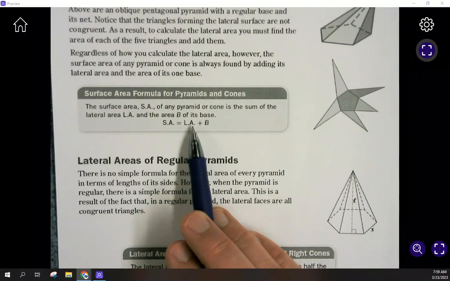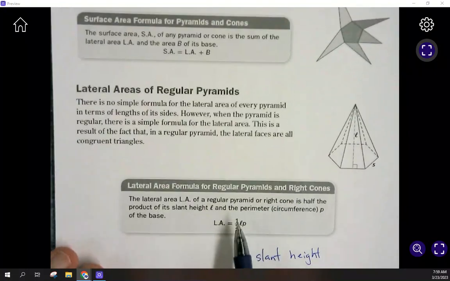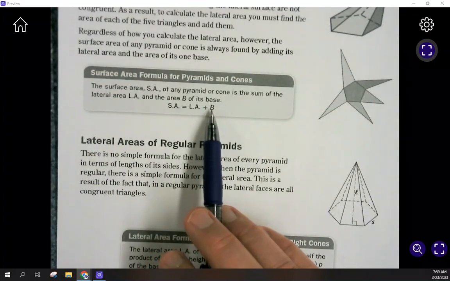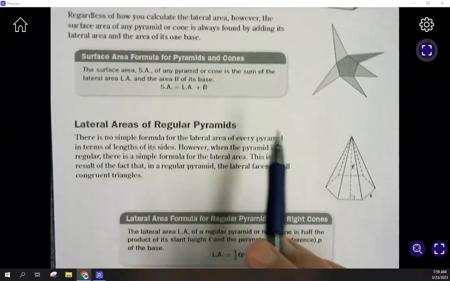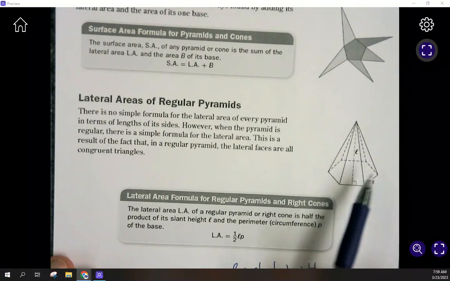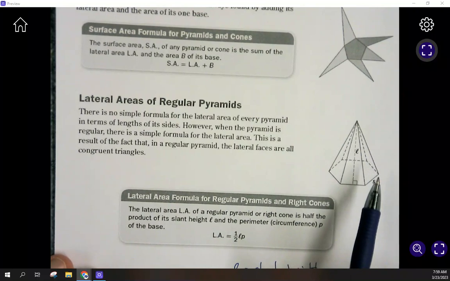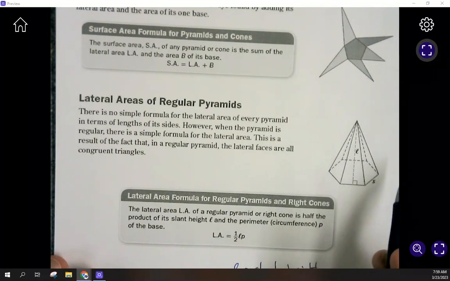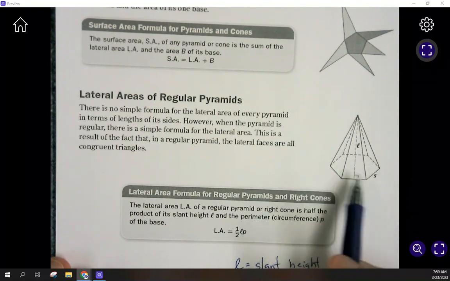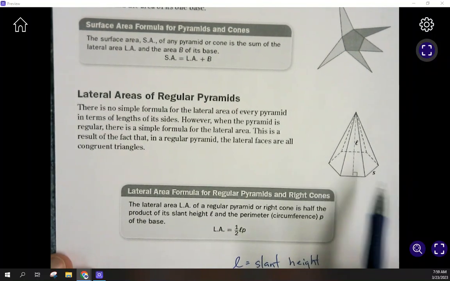If you're going to find surface area, you would change lateral area to 1/2 slant height perimeter, and then you add it to the area of the base. Area of the base will change depending on what it is. If it's a circle, it's pi r squared. If it's one of these regular shapes, it's 1/2 AP. If it's a triangle, it's 1/2 base times height. If it's a rectangle, it's base times height. It could be any number of different shapes for the base.